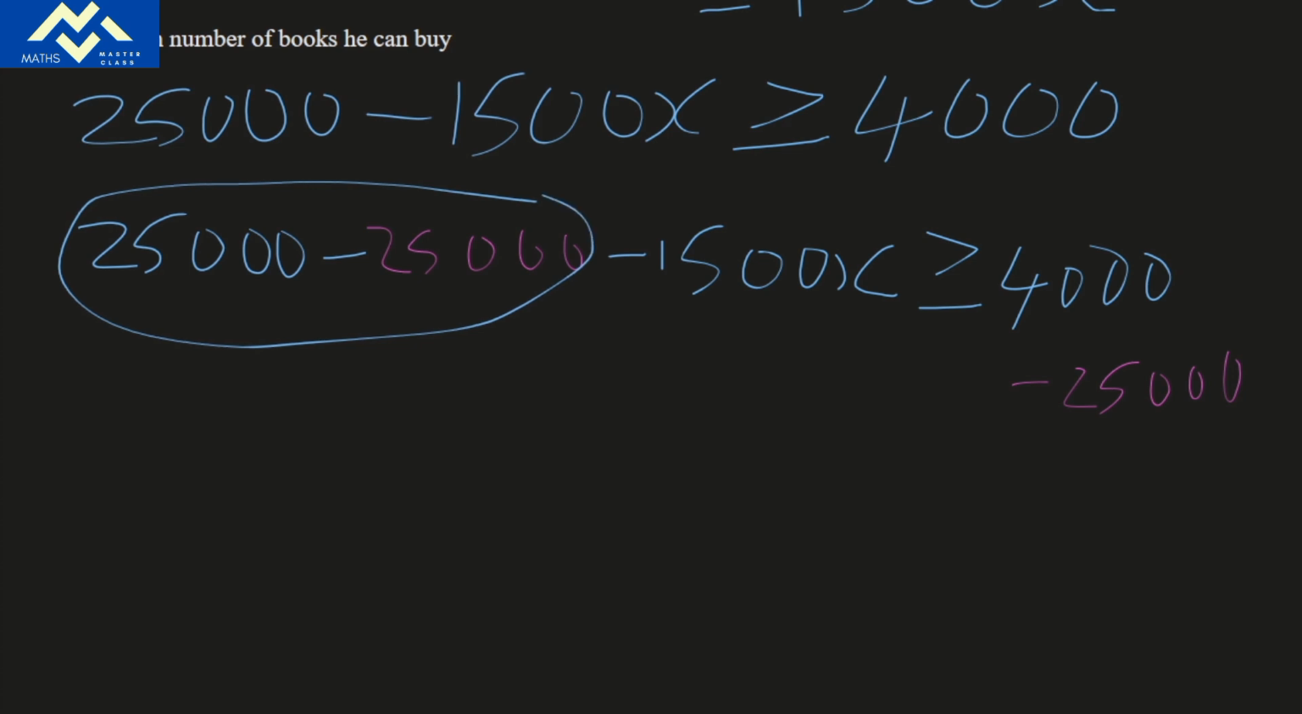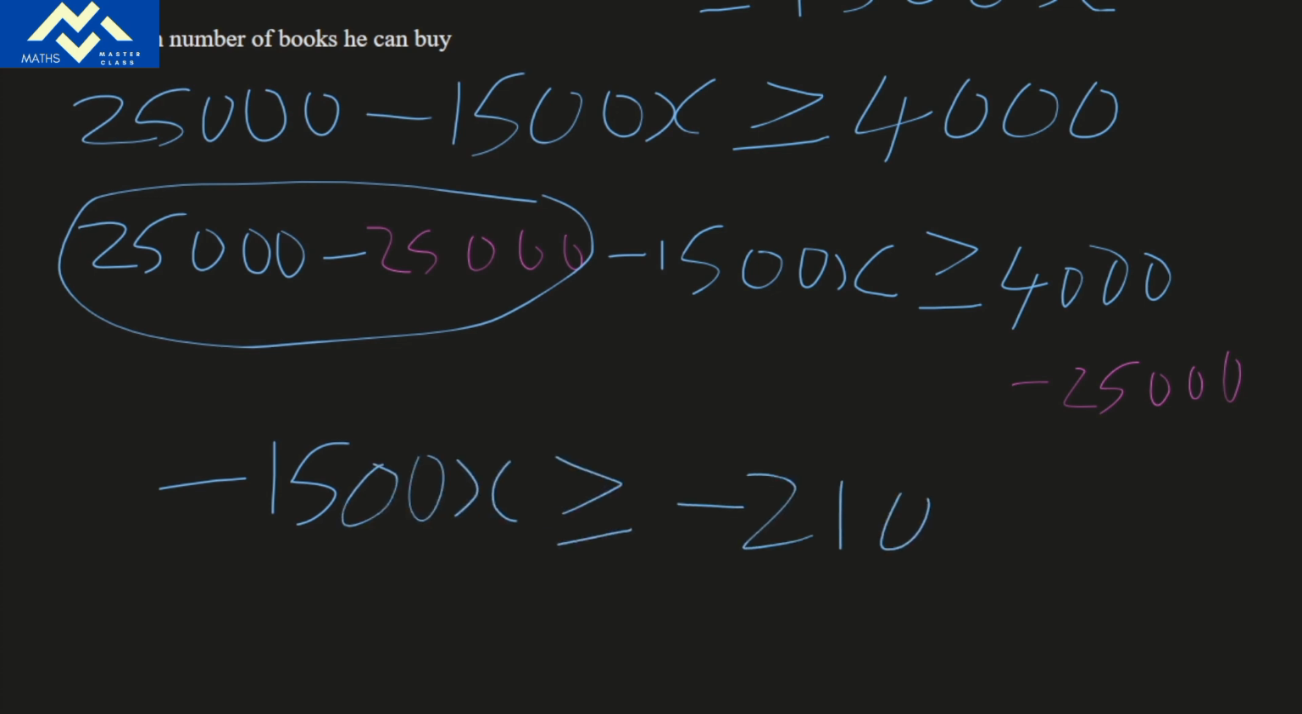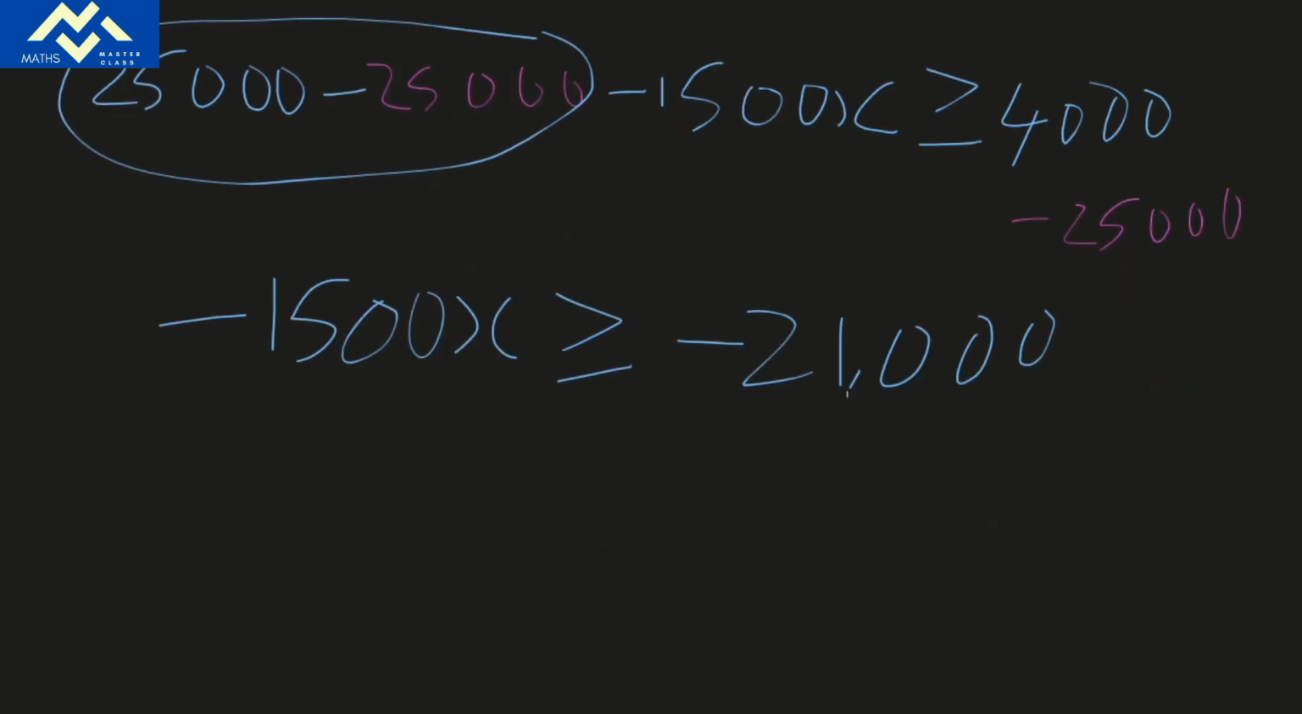25,000 minus 25,000 is 0. So we're left with minus 1,500x, and 4,000 minus 25,000 is minus 21,000. Divide both sides by minus 1,500.